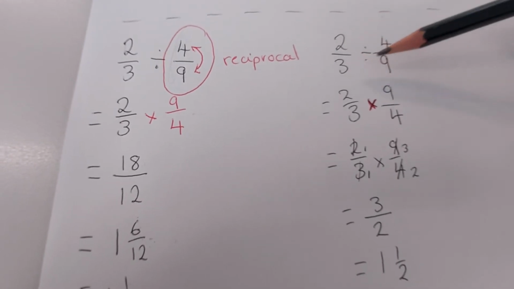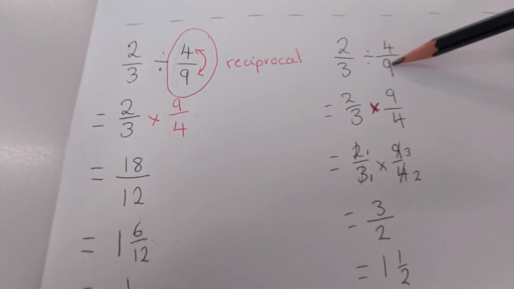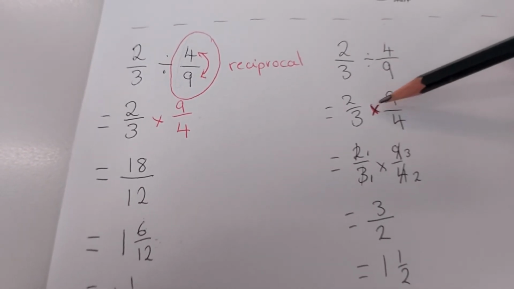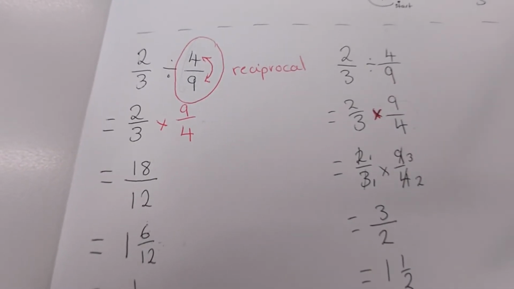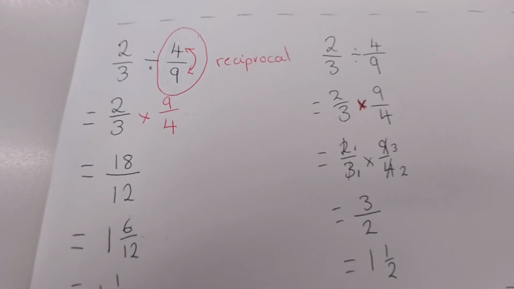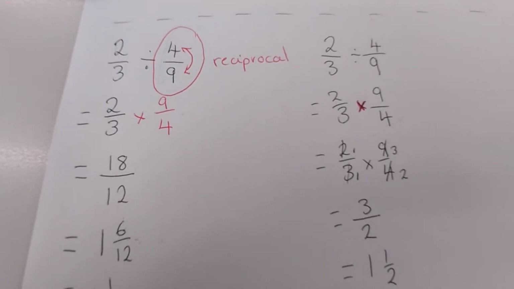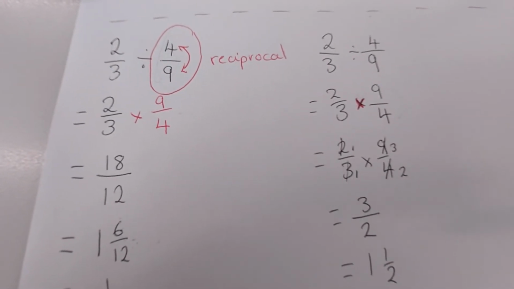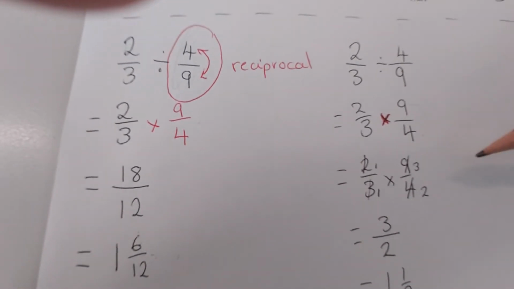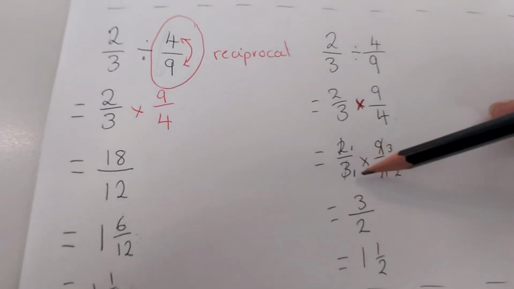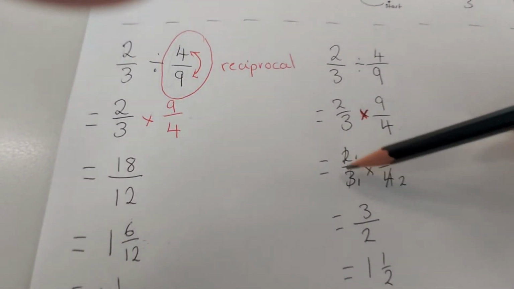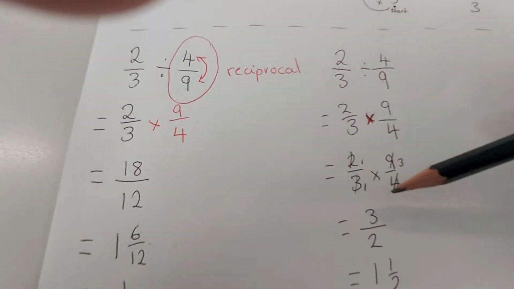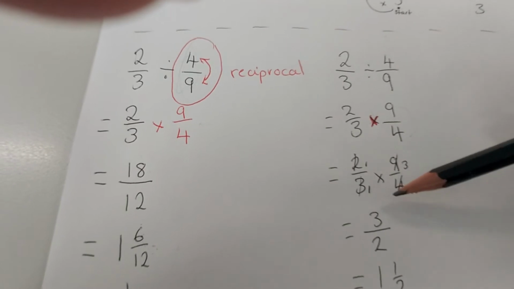So 2/3 divided by 4/9. We know first thing first, change that to a times and turn our fraction upside down. Okay, the reciprocal of 4/9 is 9/4. Reciprocal. Then we're going to start cancelling down here. So I know that 3 and 9 will go into each other. Remember when you're cancelling down here, whatever you do to the top, you have to do to the bottom.